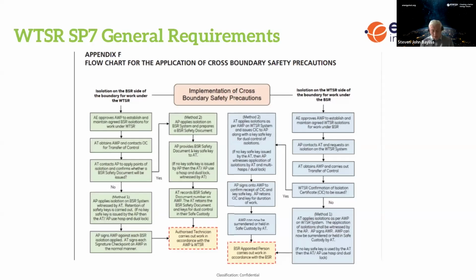At that point, the AP provides the boundary safety rules safety documents and safety key to the AT. The AT records the boundary safety rules safety document number on the AWP. The AP retains the boundary safety rules safety documents and the keys for dual control in their safe custody. And then finally, the authorized technician carries out work in accordance with the AWP and WTSR. So it is slightly complicated.